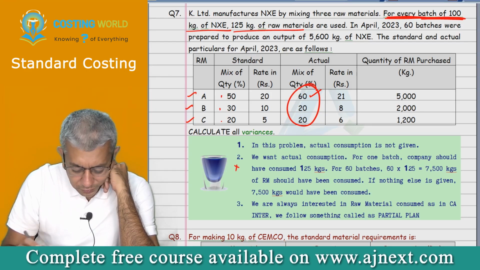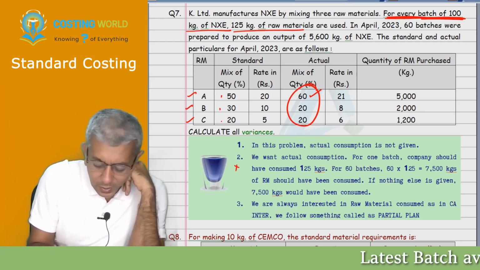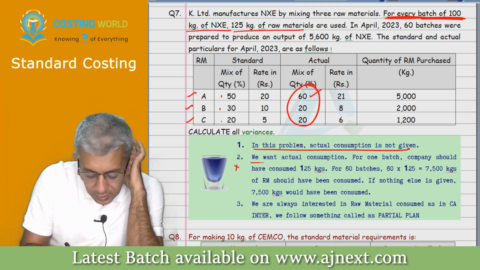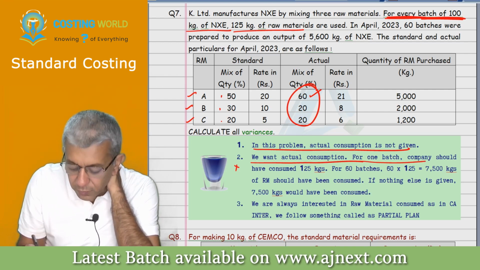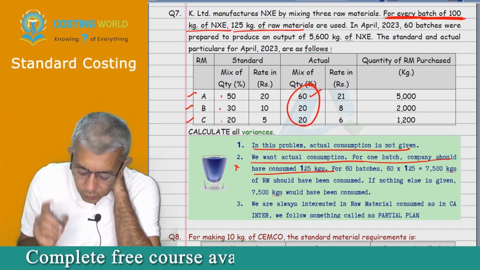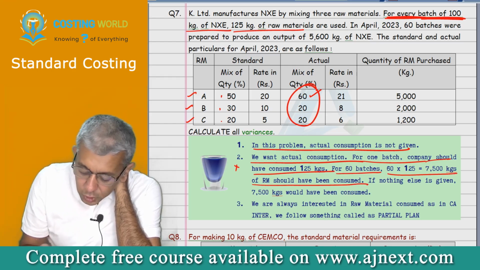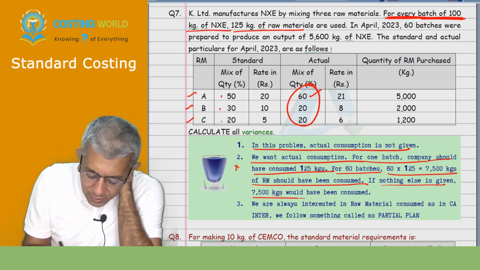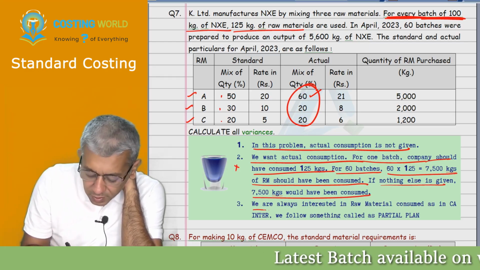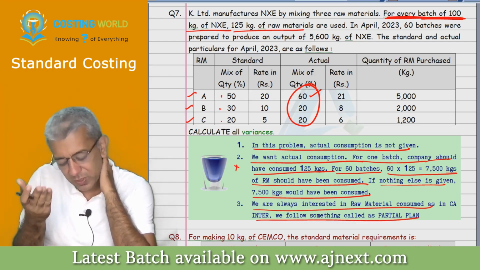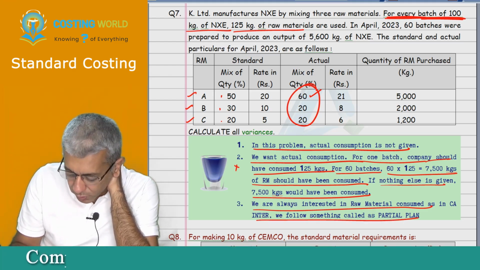Now listen. In this problem, actual consumption is not given. We want actual consumption. For one batch, company should have consumed 125 kg. For 60 batches, this much raw material should have been consumed. If nothing is given, this much would have been consumed. We are always interested in raw material consumed. As in CA Inter, we follow something called as partial plan. That I told you all in the last question.